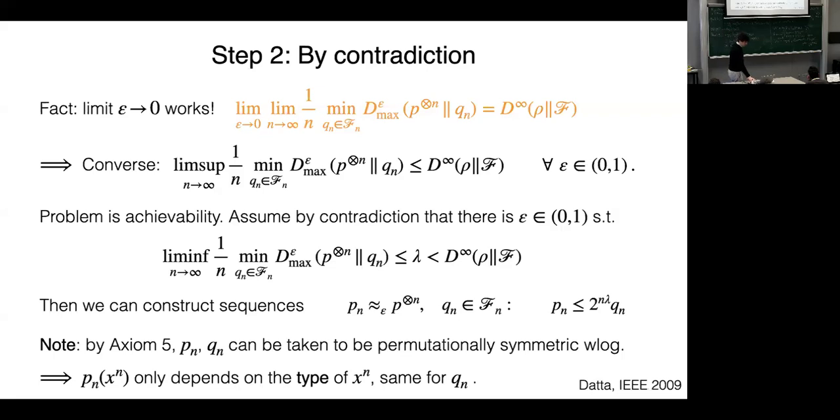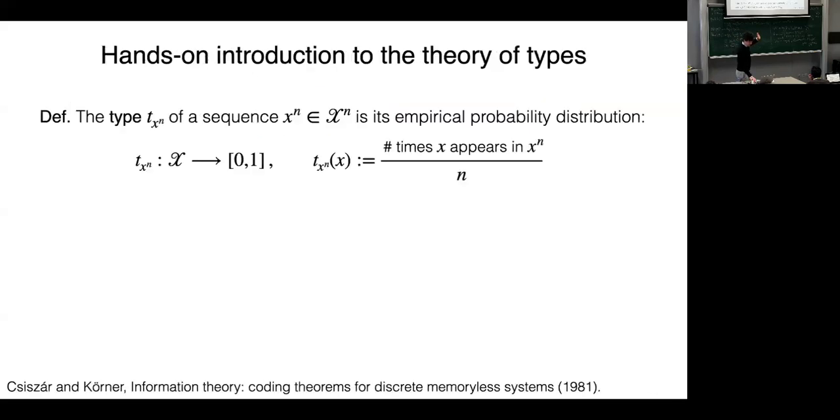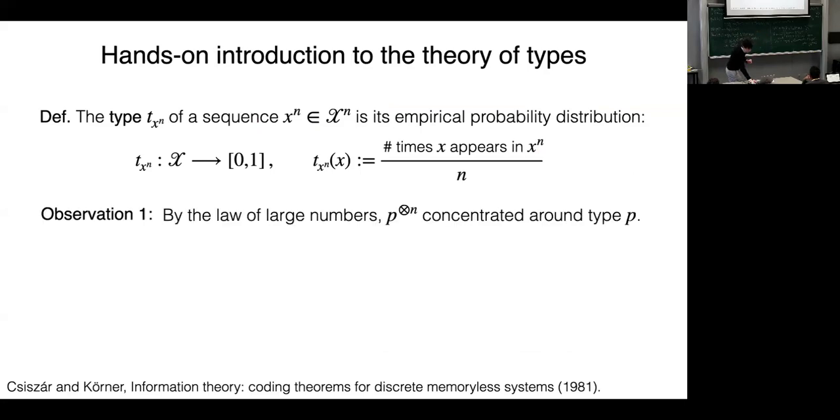Okay, so now since everything depends only on types, remember there was a slide on types, now we can look at this in type space. You remember what the type is, right? The type of a sequence is just the empirical probability distribution: the number of times that any symbol appears in the sequence divided by n. Good. And we know also that P tensor n is concentrated around P by the law of large numbers.